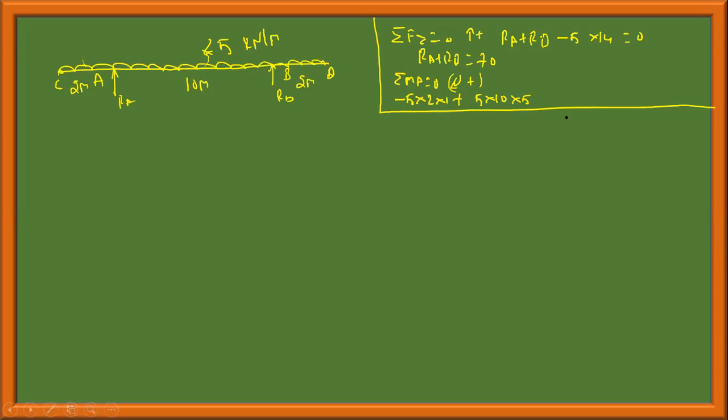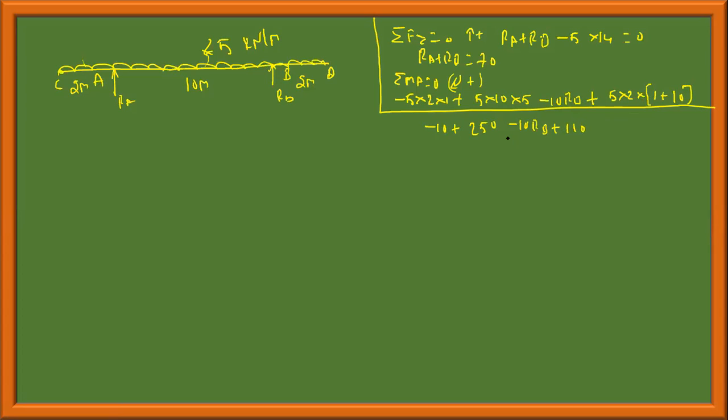And then what I can write, this RB about A is causing anti-clockwise moment, minus 10 RB, and then this is causing clockwise moment, plus 5 into 2 into, now you see, x by 2 is 1 plus the remaining distance 10. Therefore, RB, I'll be getting it as minus 10 RB plus 5 into 2 into 11, which is 110.